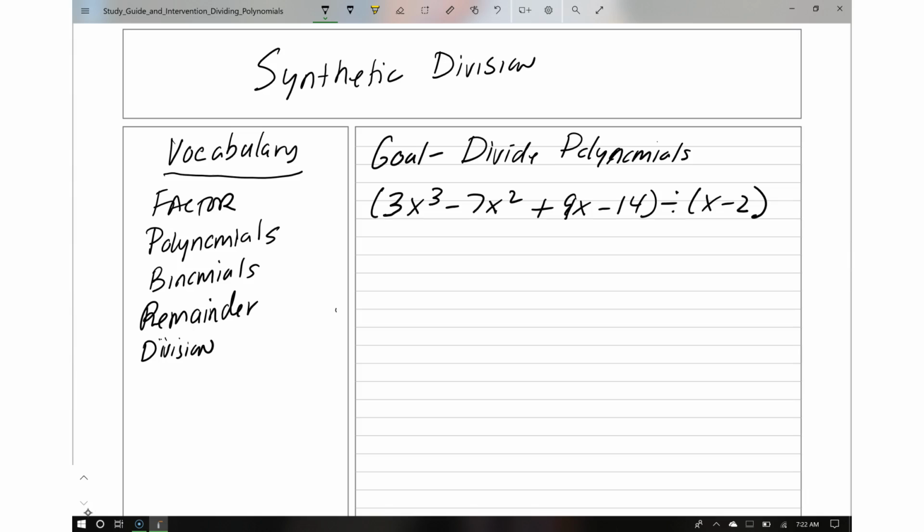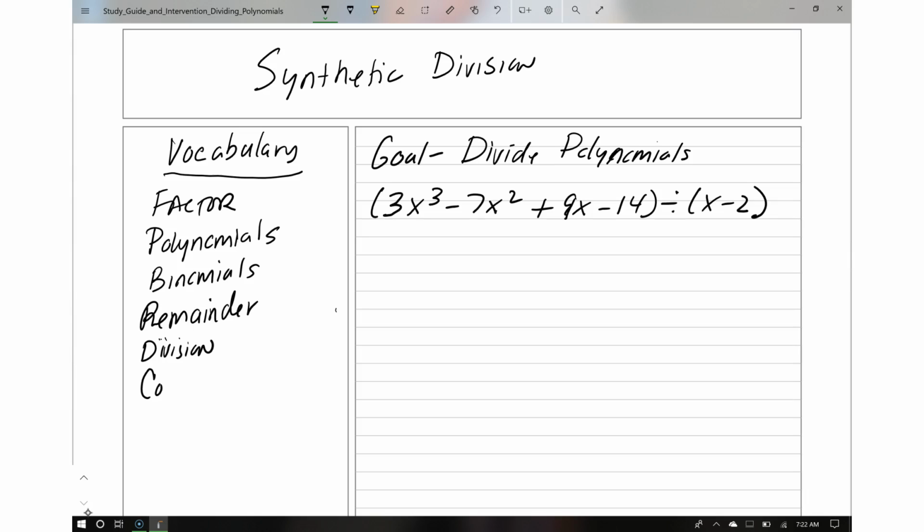What I'd like to share with you is the following lesson: how to divide polynomials using synthetic division. And just a reminder, there are some vocabulary words that I want to make sure that you understand that we're using: factor, polynomials, binomials, remainder, and division.